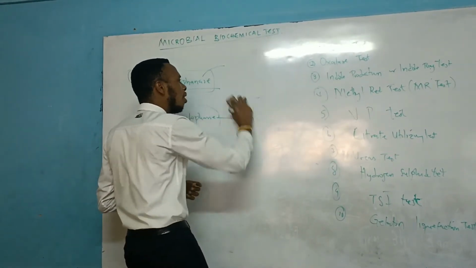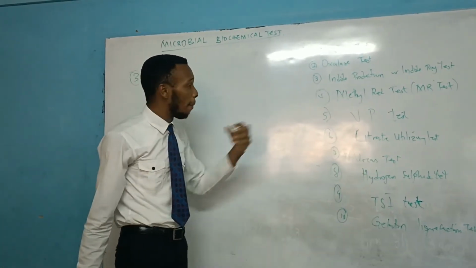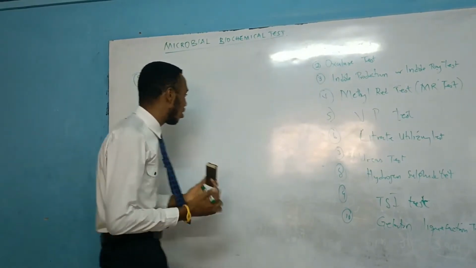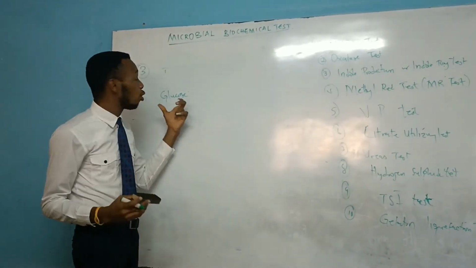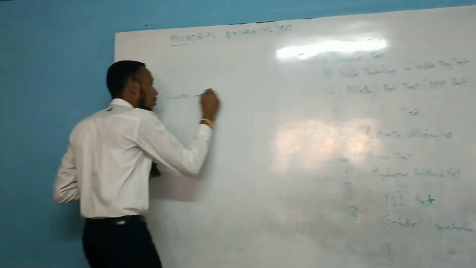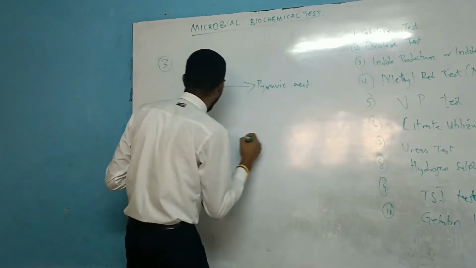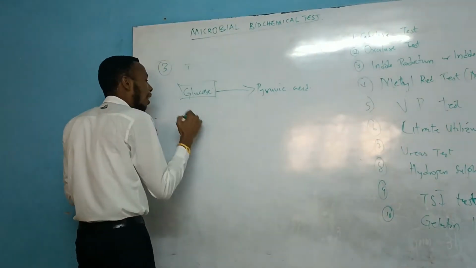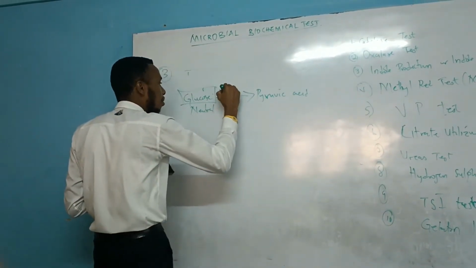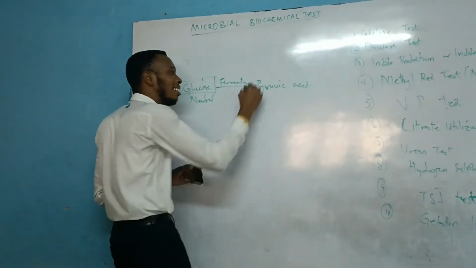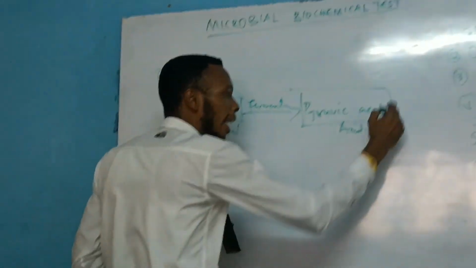Now let's go to the fourth one, the Methyl Red Test. In the Methyl Red Test, some organisms have the ability to ferment certain sugars. Mostly, what you're looking at is the sugar glucose. There are certain bacteria that have the ability to ferment glucose to give pyruvic acid. Initially, this glucose has a neutral pH. As the microorganism ferments this glucose, it changes the initial neutral pH to an acidic pH.